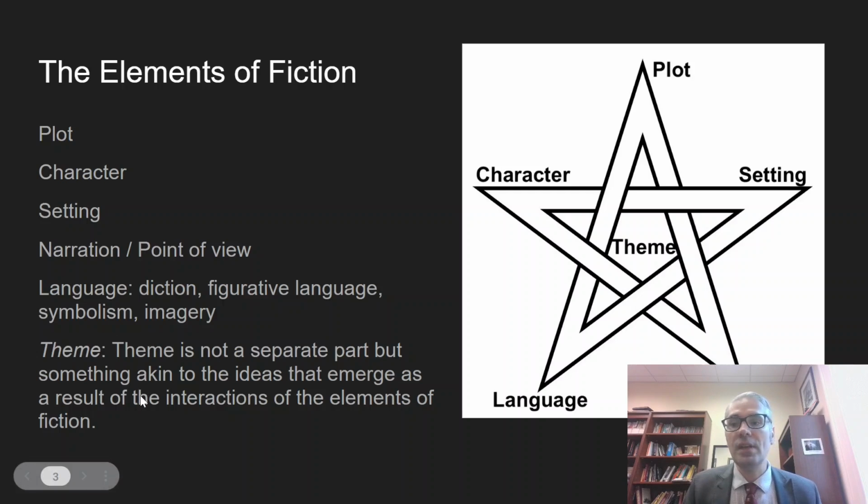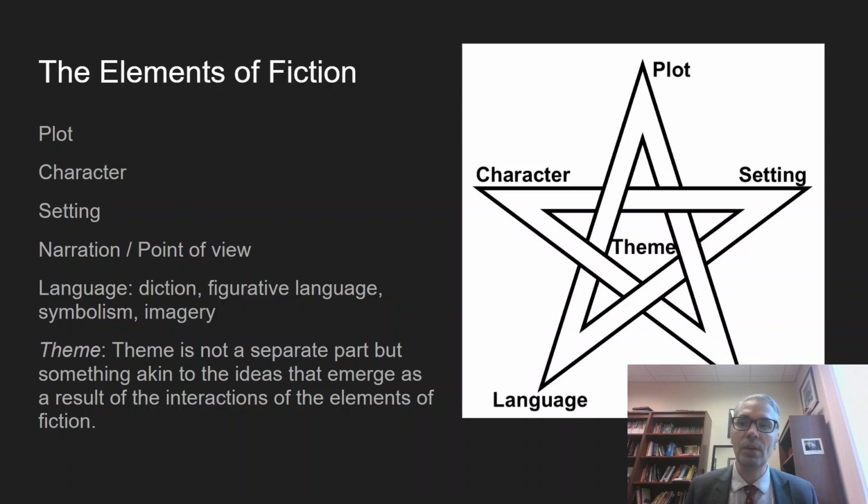And then I guess this would be the sixth element of fiction, theme, but I don't think it's a separate element. I think theme is something akin to the ideas that emerge as a result of the interactions of the elements of fiction. So all of these elements of fiction, plot, character, setting, narration, point of view, and language, work together to produce the theme or the message or the meaning of a work of fiction.